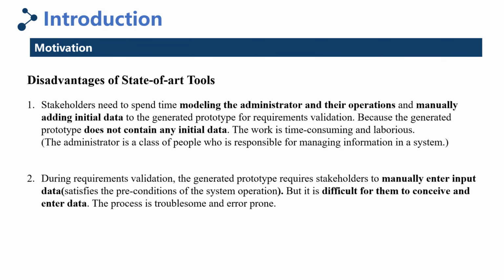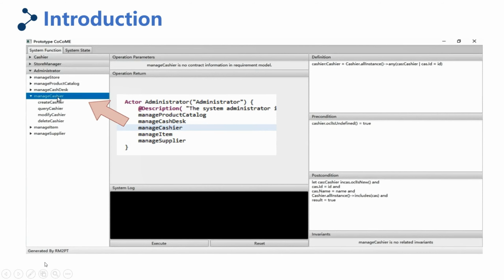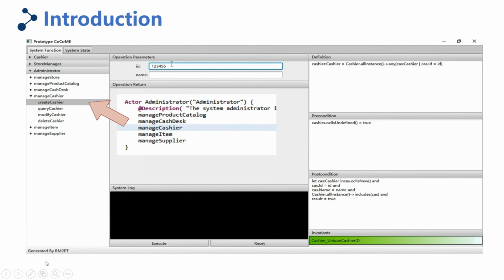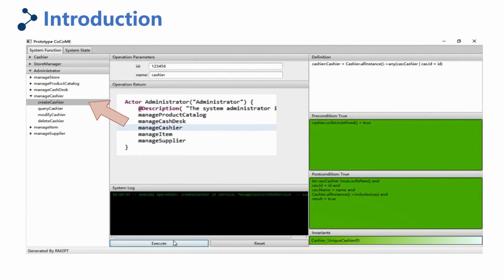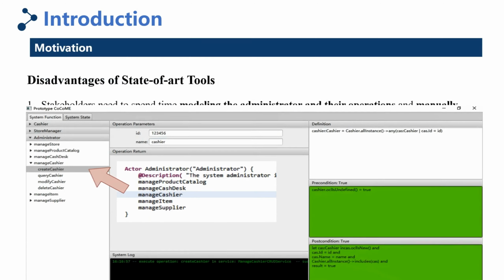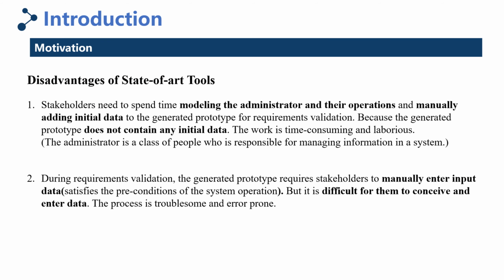On the one hand, stakeholders need to spend time modeling the administrator and their operations and manually adding initial data to the generated prototype for requirements validation. Because the generated prototype does not contain any initial data, the work is time-consuming and laborious. The administrator is a class of people who is responsible for managing information in a system.